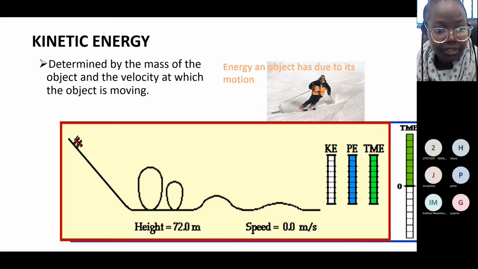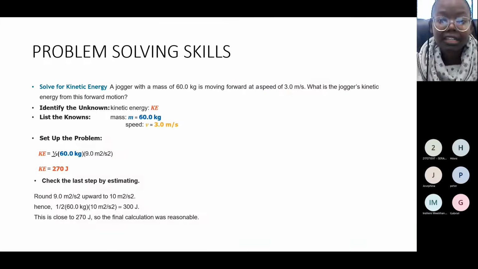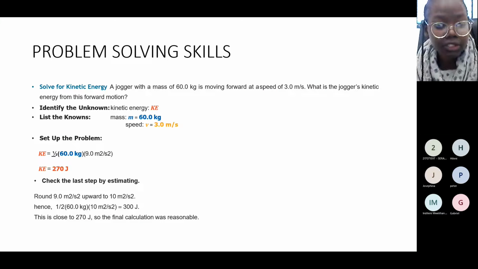Okay, moving on to the next slide. The next slide is about problem-solving skills, which involves an example of how to apply the formula for kinetic energy. It says, solve for kinetic energy. A jogger with a mass of 60 kilograms is moving forward at a speed of 3.0 meters per second. What is the jogger's kinetic energy?